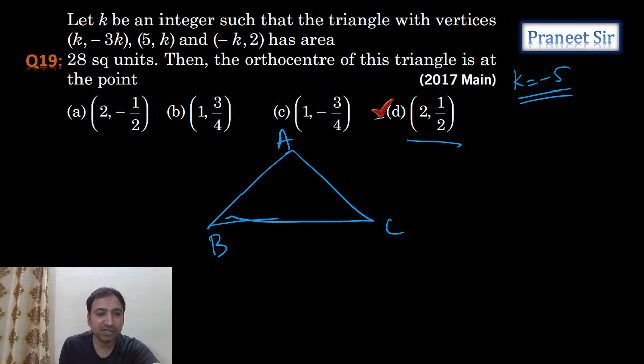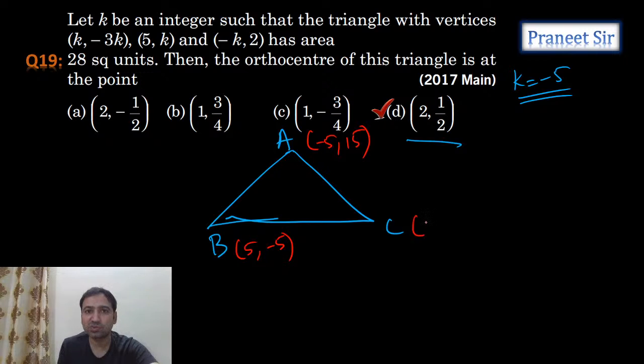So if you substitute k equals minus 5, we can calculate the vertices. Vertex A is (minus 5, 15). And vertex B is what? (5, minus 5). Vertex C is what? (5, 2). So we need to calculate the orthocenter.